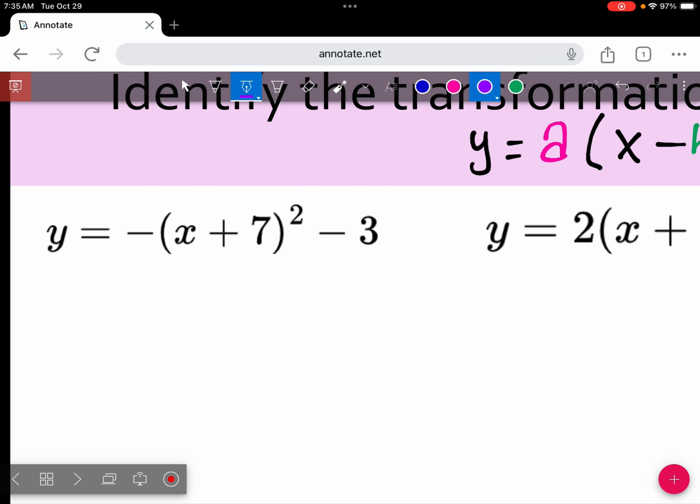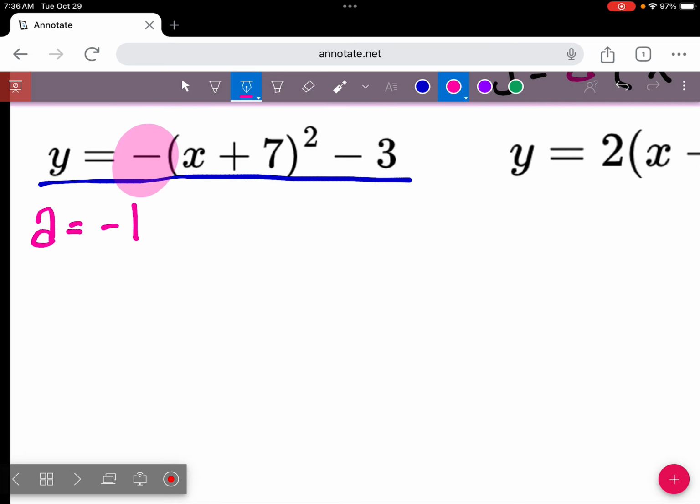So on this first equation over here, what is our a? -1. It's this guy out in front right here. That guy right there is my a. What does that do as a transformation? What does a negative a do? It reflects. That's when we reflect across the x-axis. Makes the whole thing upside down.